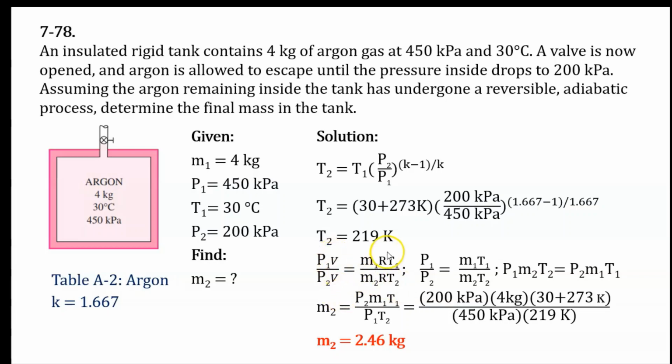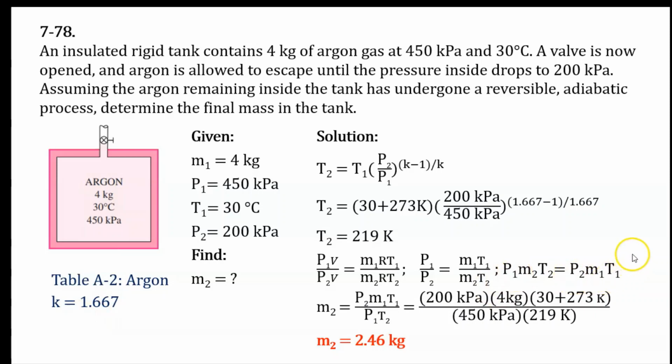Since volume and the gas constant are both common, we can cancel them. So we will now have the initial pressure over the final pressure is equal to the initial mass multiplied by the initial temperature over the final mass multiplied by the final temperature. We will cross multiply this equation and we will now have the initial pressure multiplied by the final mass multiplied by the final temperature is equal to the final pressure multiplied by the initial mass multiplied by the initial temperature.